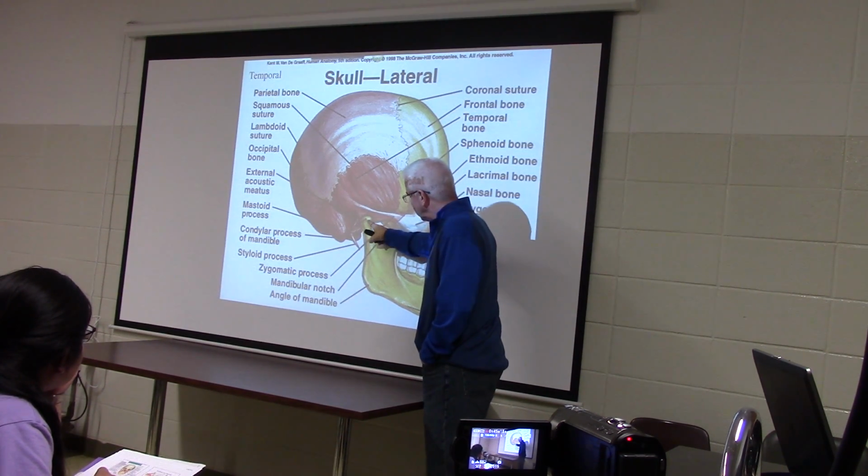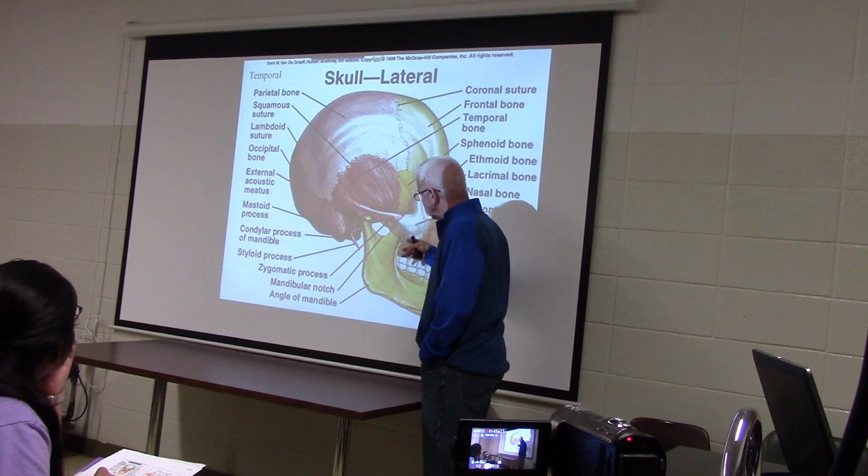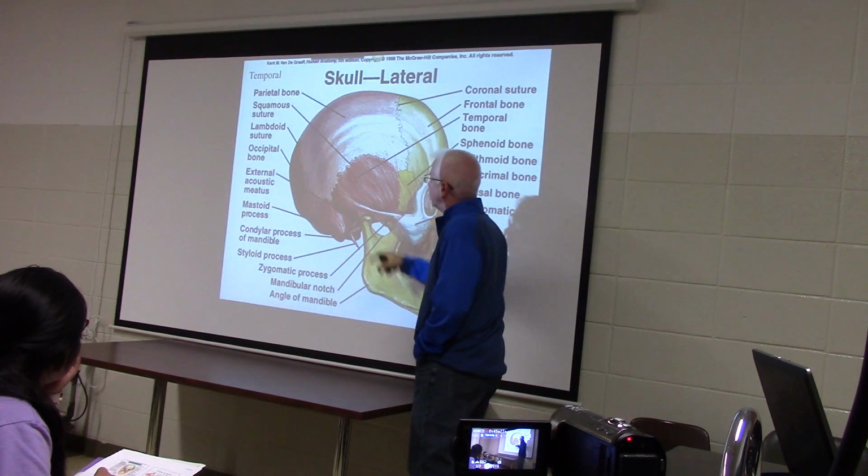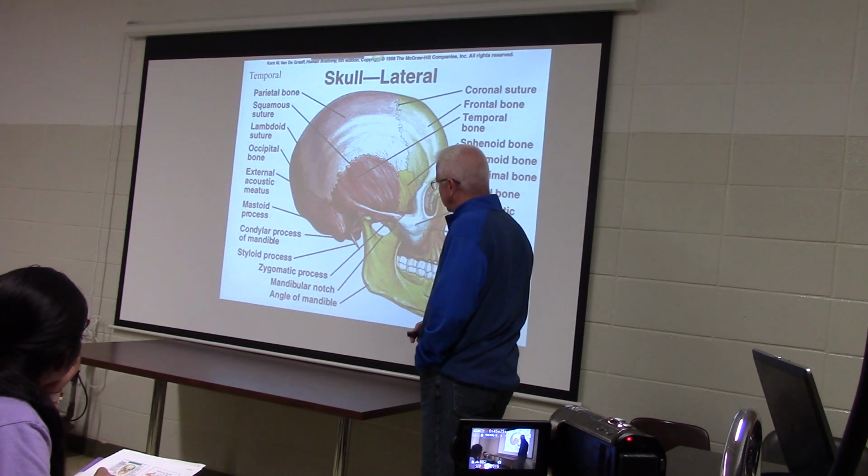We talked about the pterygoid, the lateral pterygoid that attaches to the condyle here, and the medial pterygoid that attaches down here, for mastication. And so now we can talk some more about this temporal bone.